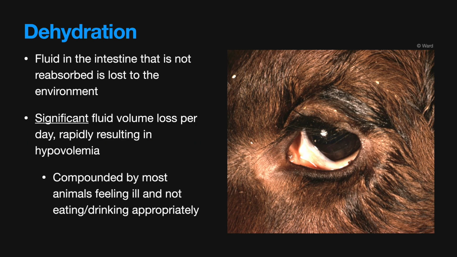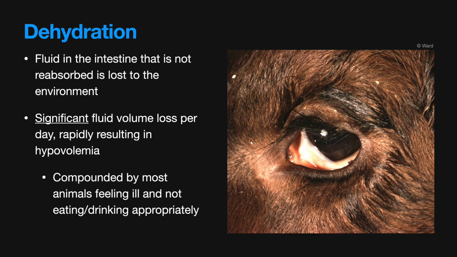Finally, we will briefly look at the consequences of diarrhea. The main consequence that we think of with diarrhea is dehydration. This occurs because fluid in the intestine that is not reabsorbed is lost to the environment. And remember, some of that fluid likely came from the body's circulation, not just what the animal drank or ate. This can lead to significant fluid volume loss per day, rapidly causing hypovolemia.